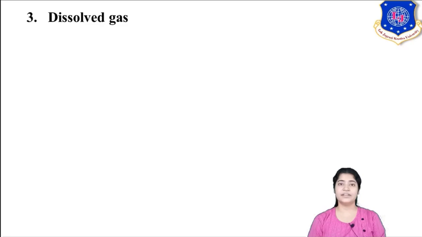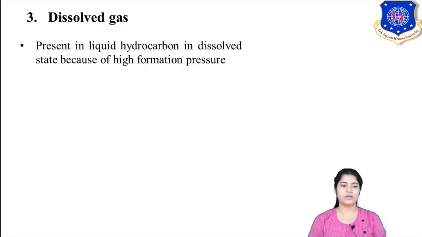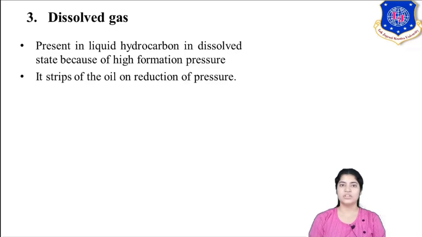The third category of gas is dissolved gas. Okay, from the name you can say it is dissolved. Okay, it is present in liquid hydrocarbon in a dissolved state because of high formation pressure. See, beneath the earth crust, the temperature and pressure are very high. Now, because of high pressure, it is possible that these light hydrocarbons are dissolved in the crude. Now, when they are excavated out, taken out from the earth crust, from high pressure I am bringing it to atmospheric condition. So, what would happen? The gas would be stripped out of the oil.